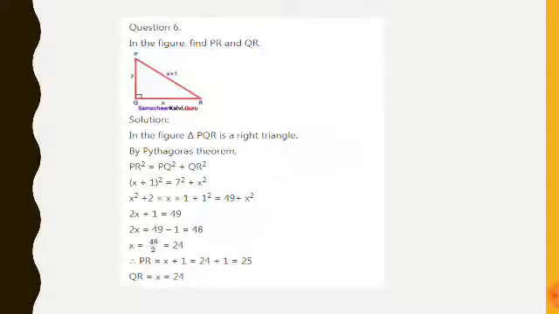Then next, PR. So x value is 24. So 24 plus 1, substitute the value of x equal to 24 in x plus 1. 24 plus 1 equal to 25. Then QR value is 24, and the other side is 7.